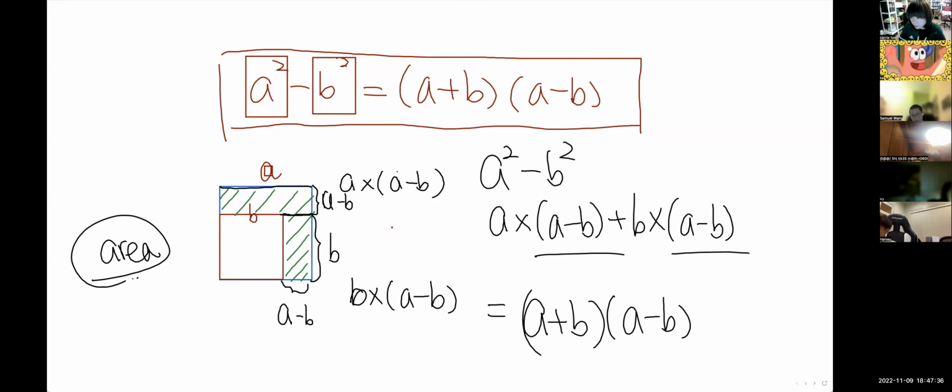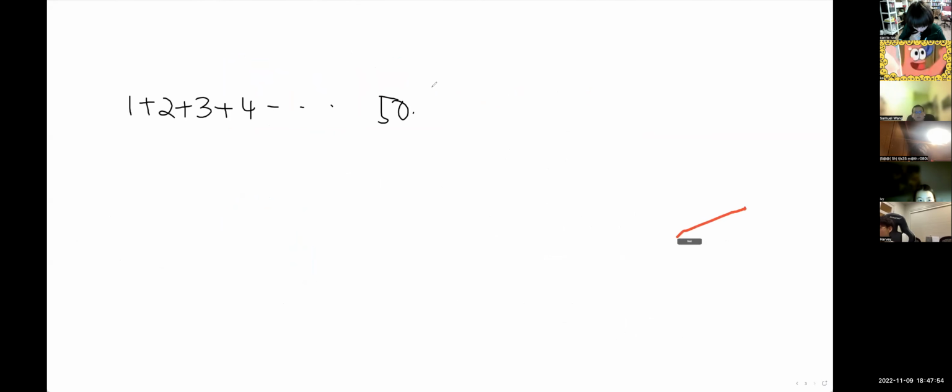Okay, so there's another thing. I think this one's pretty easy. But do you know how to calculate 1 plus 2 plus 3 plus 4 plus all the way to 50? I hope you still remember, okay?